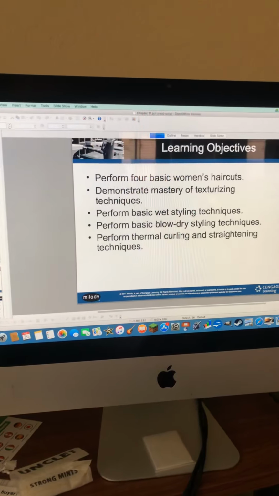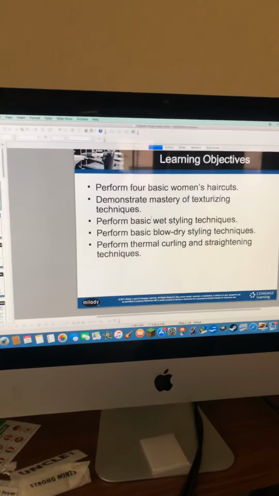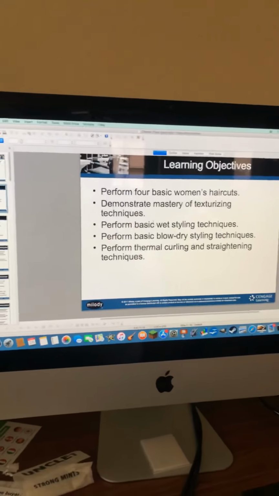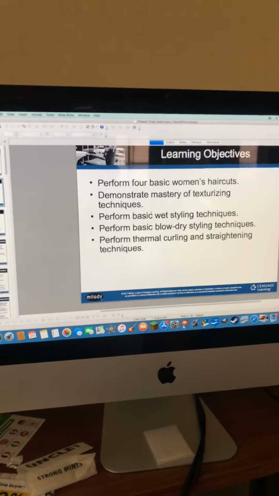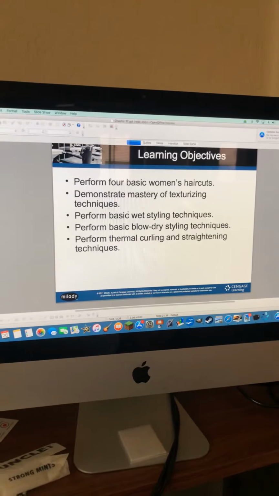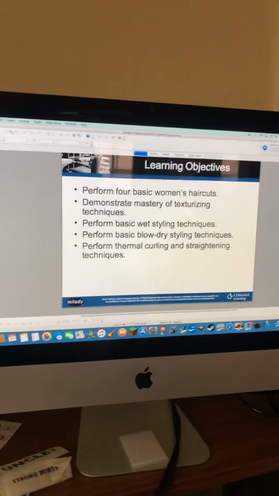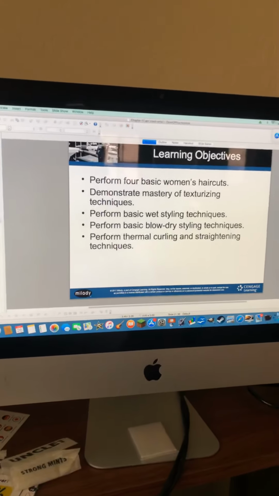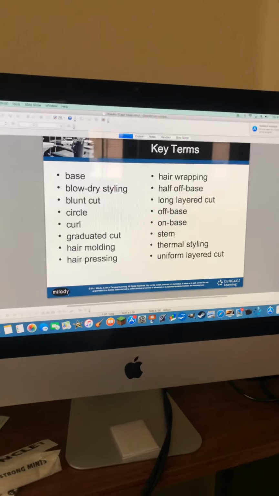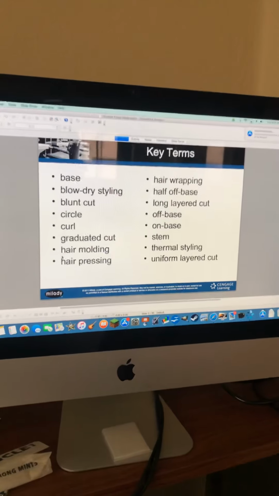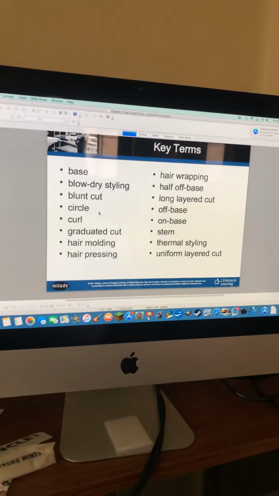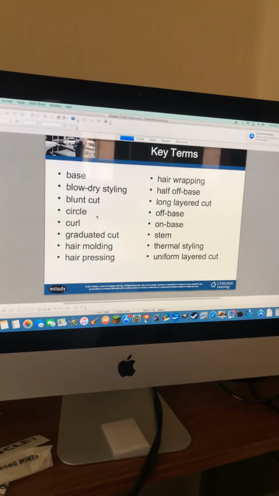These are the learning objectives. You should be able to perform 4 basic women's haircuts, demonstrate mastery of texturizing techniques, perform basic wet styling techniques, perform basic blow drying styling techniques, and perform thermal curling and straightening techniques. You should also be finished with your vocabulary, which are the key terms. I need all these on a sheet of paper with the definition of each word, the way we normally do in class.